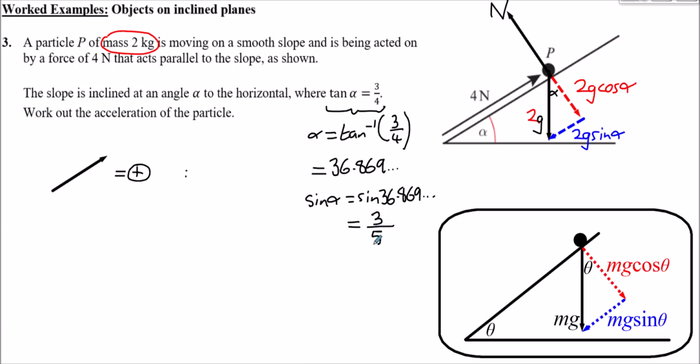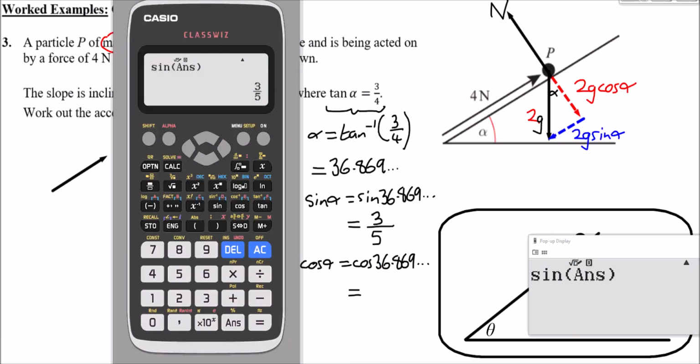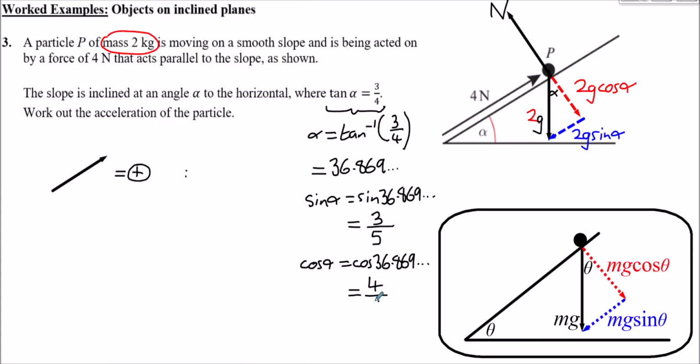Whereas cosine will be cosine of this 36.869 dot dot dot and so on. So again, if I work that out, sine minus 1 to get it back again, and do cosine of that, I get 4/5. Isn't that weird? Well, actually it's not. I'm going to give you a more sophisticated way of thinking about this, and this will be very useful when it comes to doing trigonometry for year 13.